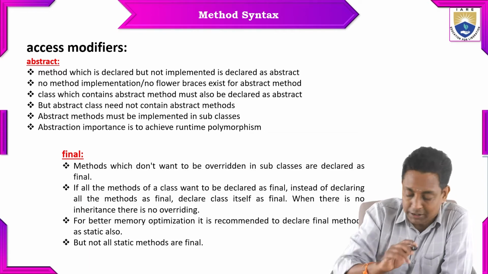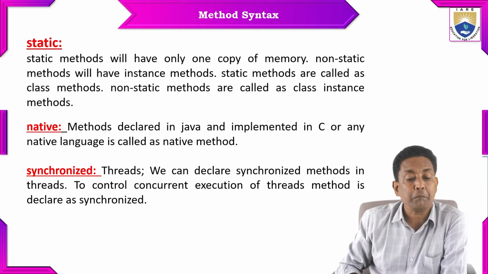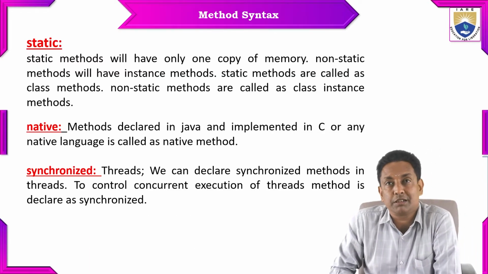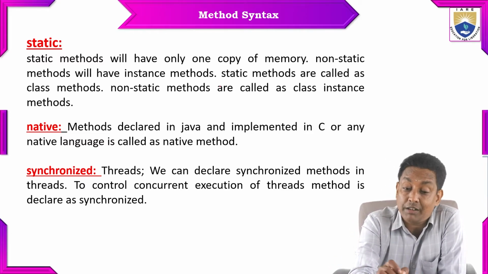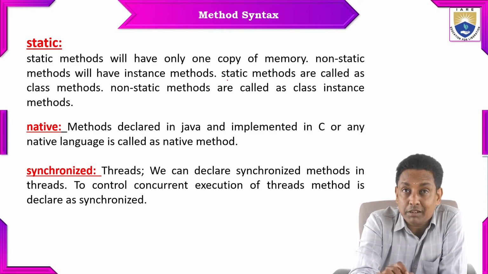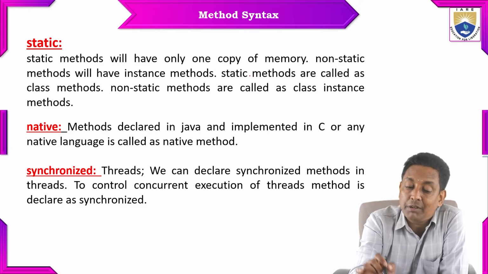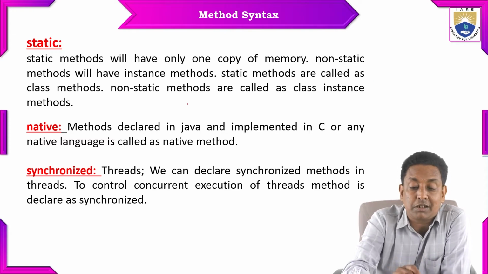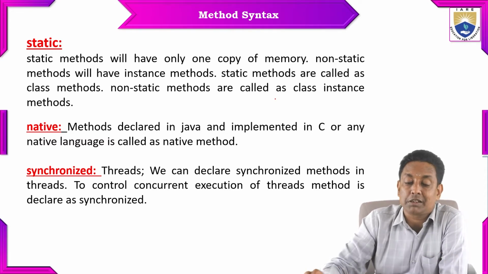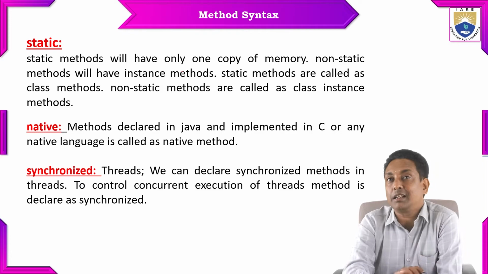But not all static methods are final, that's okay. Static methods will have only one copy of memory. Non-static methods will have a memory in the instance. Non-static methods are called instance methods. Non-static methods' memory exists in the instance of the class. Static methods are called class methods. Non-static methods are called instance methods. Their memory exists in the instance.